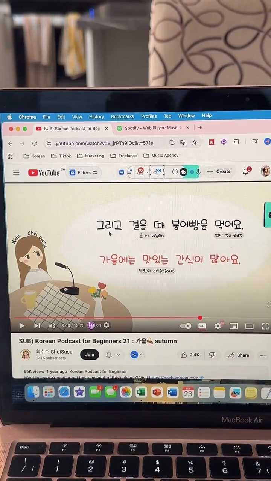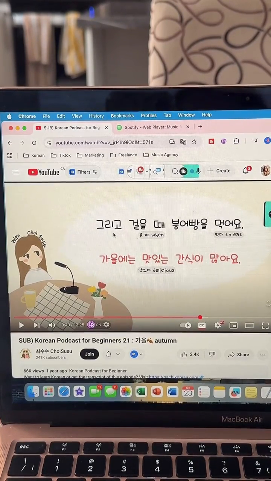So you guys are correct. 그리고, you want to use that when you want to say and. However, most of the time it is placed in front of the sentence. So as you can see, it's starting in g.